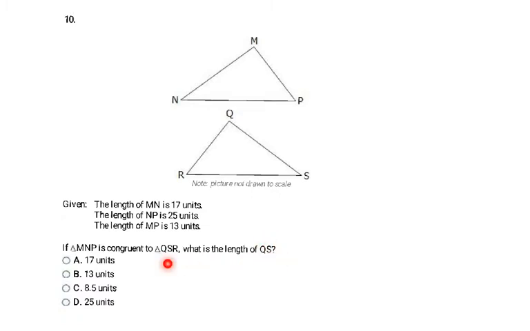Well, QS is the first and second letter, so that means it's congruent to MN. Well, MN is 17 units. So that means QS is also 17 units, and my answer is A. So all I had to do was be able to read the congruent statement there.